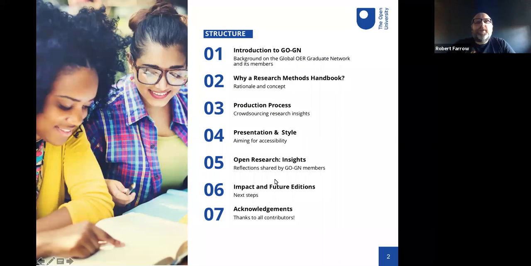So we've got about 25 minutes, and here's the terrain that I'm going to try to cover in that time. First of all, a bit of background on the Global OER Graduate Network and what we do. And then just to give you some background on why we've been working on a research methods handbook and what we're trying to achieve with it. I'm going to go through how we put together the handbook and the production process around it. And I'm going to share with you some thoughts around how to try to make something as complex as research methods more accessible to more people. And then I'm going to talk about the structure of the handbook and the kind of insights that we have in there. And I'm going to talk about what we might do in the future for further editions of the handbook.